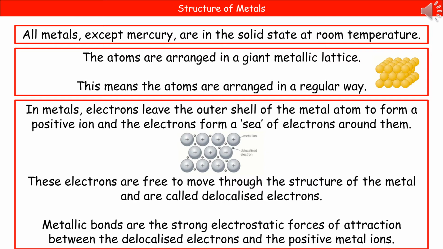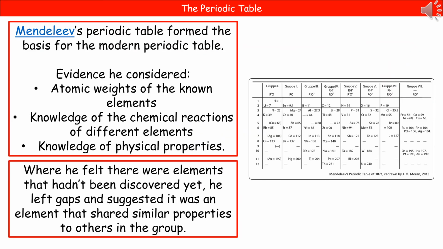So that in our metals, the electrons leave the outer shell of the metal atom to form a positive metal ion and delocalized electrons. Then those electrons are free to move through the structure of the metal, and what we find are that we get these strong electrostatic forces of attraction between those delocalized electrons and the positive metal ions, and that's our metallic bond.